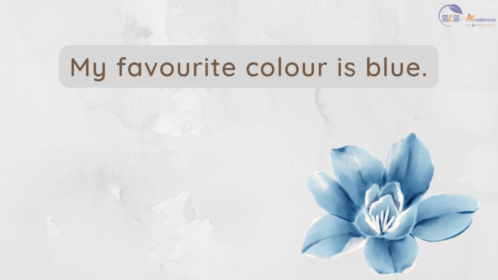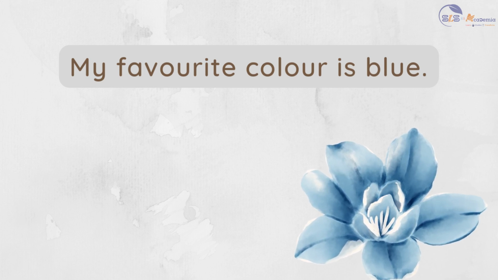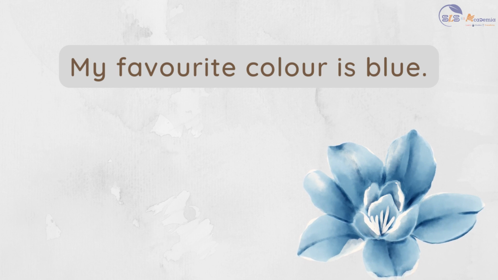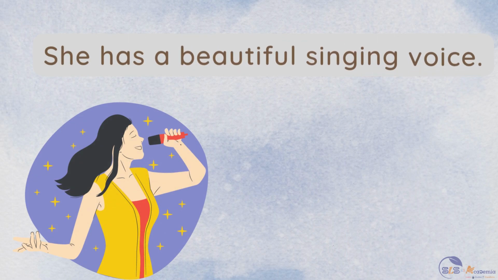My favorite color is blue. This is a declarative sentence because it provides information about the speaker's opinion or preference. It is a statement of personal taste that can be verified by asking the speaker about their favorite color. She has a beautiful singing voice. This is again a declarative sentence because it provides information about a person's abilities or qualities. It is a statement of opinion that can be verified by listening to a person sing or by asking others who have heard her sing.